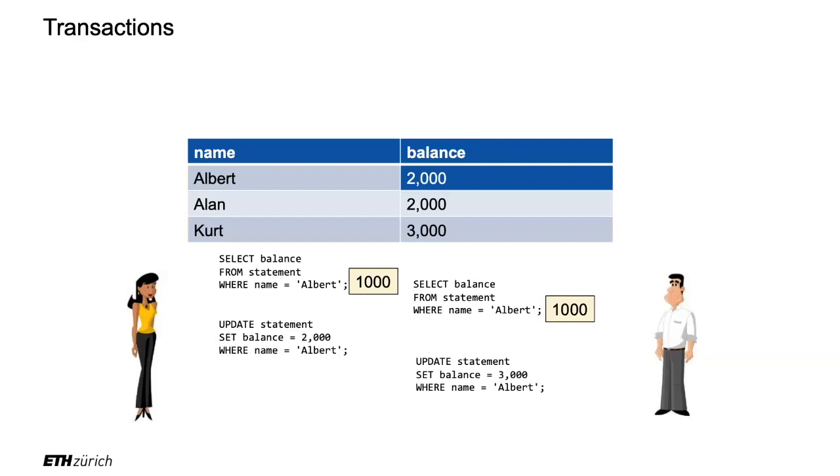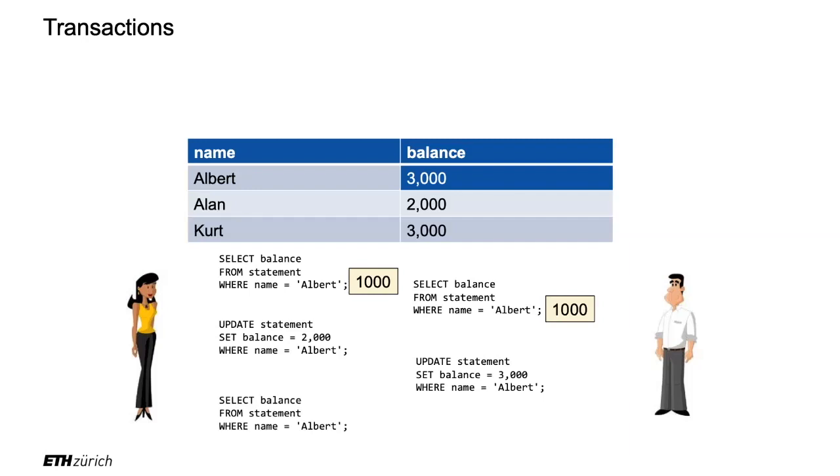And Bob, right after that, is doing the same. They don't know about each other, right? They're just both connected to the database. And now Bob is setting the balance to 3,000, where the name is equal to Albert, right? So that changes the balance here.